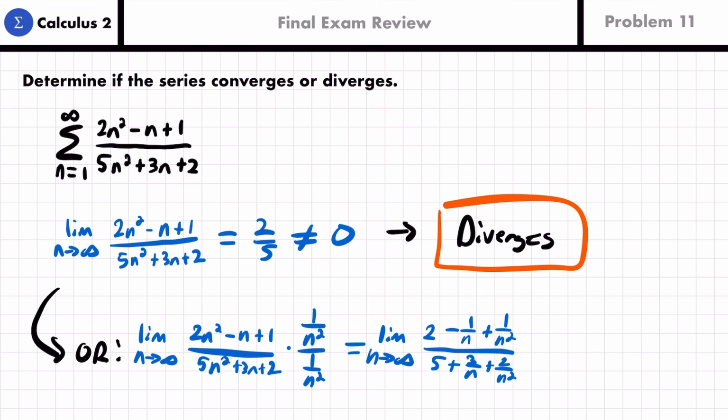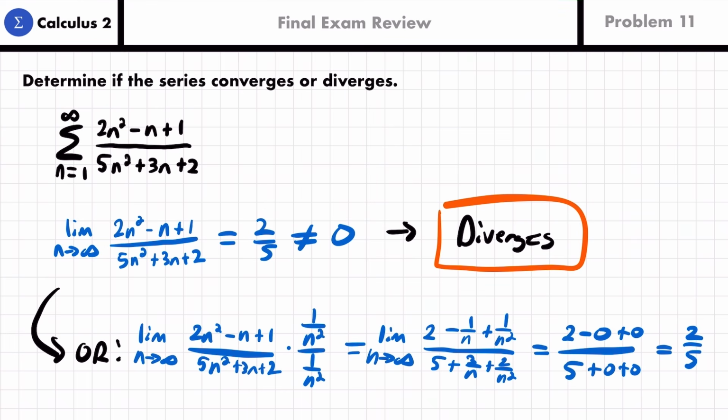And in the denominator, the limit of 5 as n approaches infinity will be 5. But then 3 divided by n, with n approaching infinity, you have a fixed number divided by an infinite value. That will approach 0 for the limit. And then 2 divided by n squared, same thing. That denominator will approach infinity, and you have a fixed number divided by it, so that will approach 0 as well. So what you get here for the limit is 2 minus 0 plus 0 divided by 5 plus 0 plus 0, which equals 2/5. So the same answer that we got before, but it just took a little bit longer to get there and involved more work.